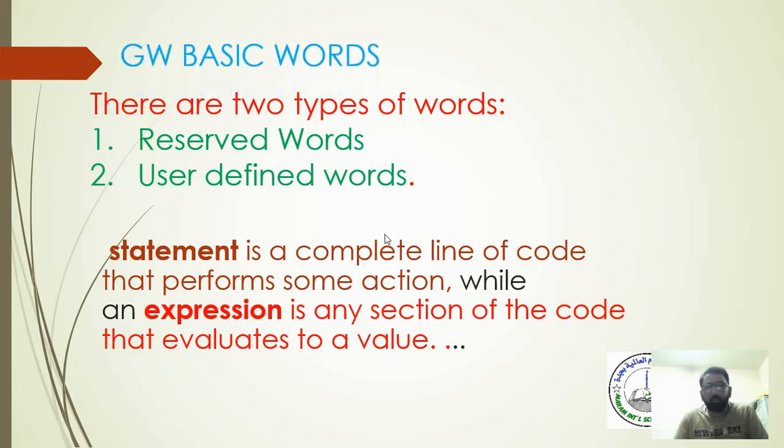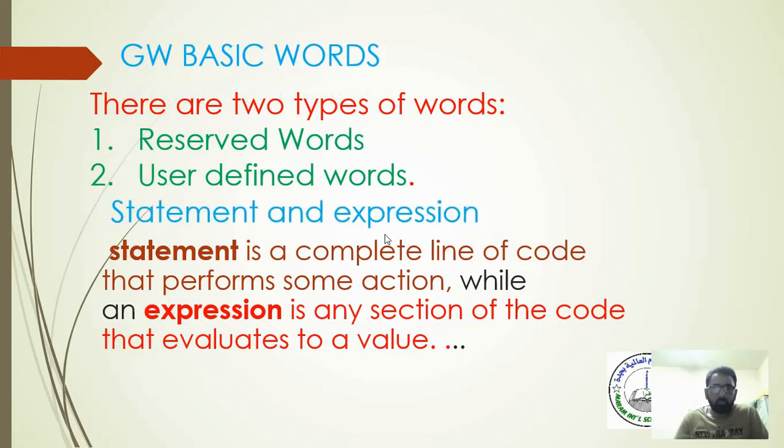The next thing is, what are statements and what are expressions? A statement is a complete line of code that performs some action. An expression is basically any section of the code that evaluates to a value. It's very simple. Any line you write as coding in the program is a complete statement. An expression is any section of the code that evaluates any kind of value.